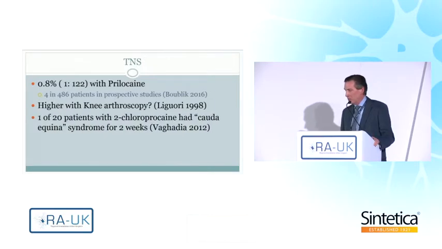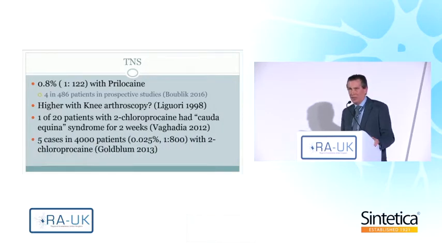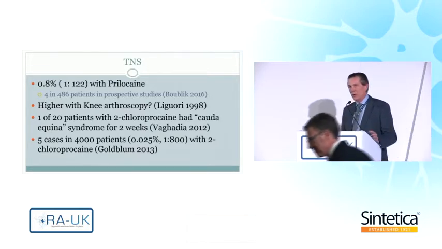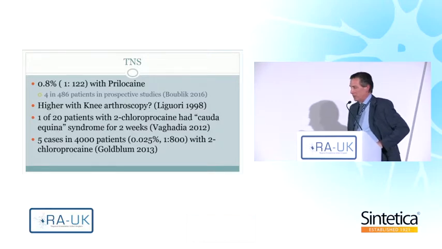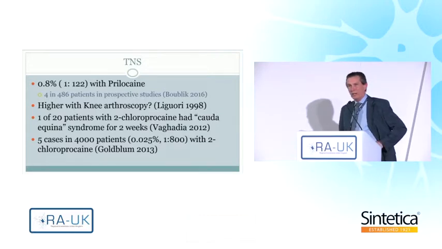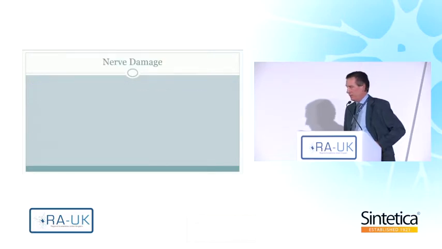1 in 20 patients with chloroprocaine, by Vagardi in 2012, had a cauda equina syndrome. Whether that's the same as TNS or not, I don't know, but it lasted 2 weeks, which is a bit unlikely to be TNS, which is usually resolved within a few days. Even with chloroprocaine, in a series of 4,000 patients, there were 5 cases. So it does happen, 1 in 800. I think with a rate of 1 in 800, I probably wouldn't need to tell the patients about that. So if you've got chloroprocaine, that becomes a non-issue.